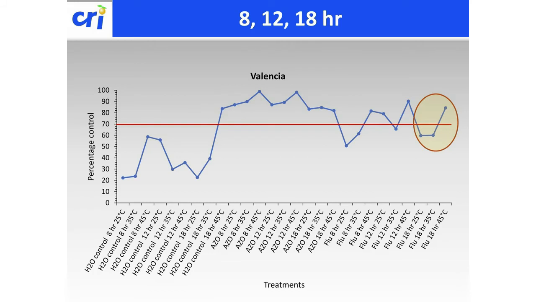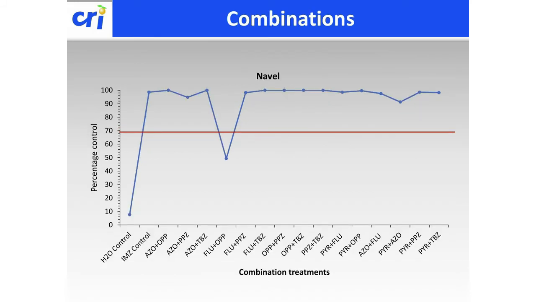Just to quickly look at combination results. These slides show results on combinations that were tested at 35 degrees and 8 hours after inoculations on the navel orange. The vertical axis shows percentage control, and the horizontal axis shows combination treatments. The first two treatments are our controls as well, which are water and Imazalil. Here we see fungicides in combination giving great control, but only fludioxonil and OPP in combination didn't give good results.